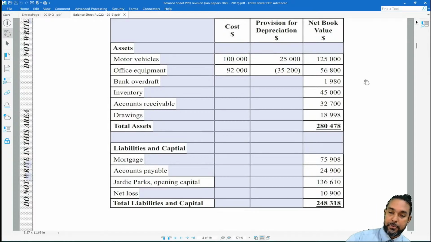Right? So I want you to do the non-current assets, then the current assets. So I've seen inventory, I've seen accounts receivable. I'm not seeing any of the other stuff we did. So I gave just the easier one to do. For the current liabilities, I'm seeing bank overdraft, I'm seeing accounts payable. And for non-current, I'm seeing mortgage, right?